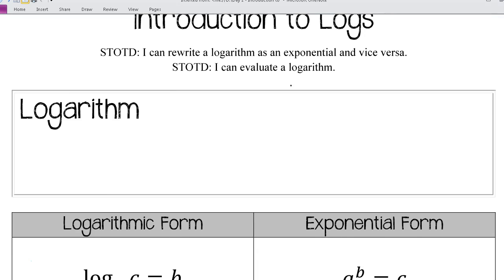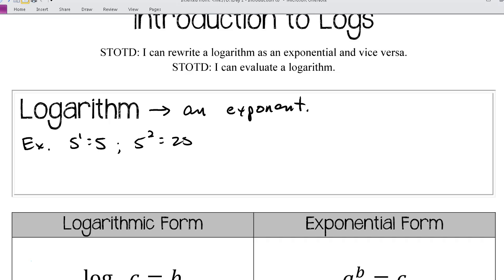So when we talk about a logarithm, it is basically an exponent. It's a different way to write an exponent. So for example, 5 to the first is 5, or 5 to the second is equal to 25, and we could also have something like 5 to the x is equal to 200. These are logarithms. They're just written in exponential form. So we're going to learn how to write these also in logarithmic form.